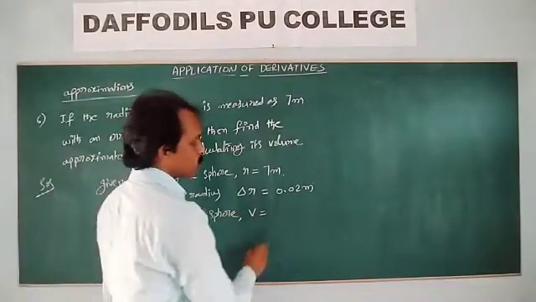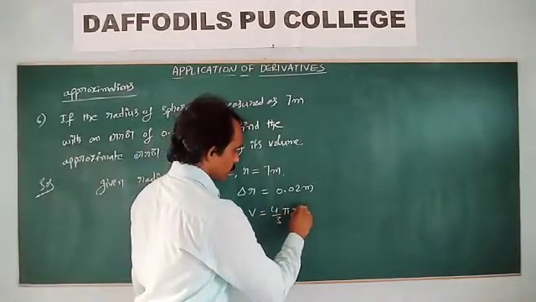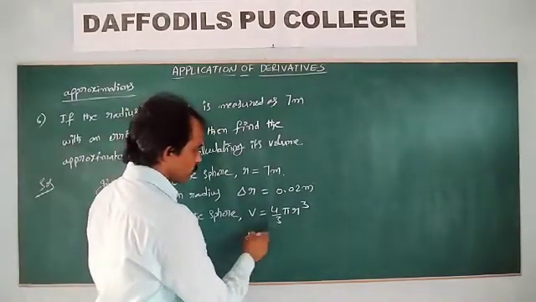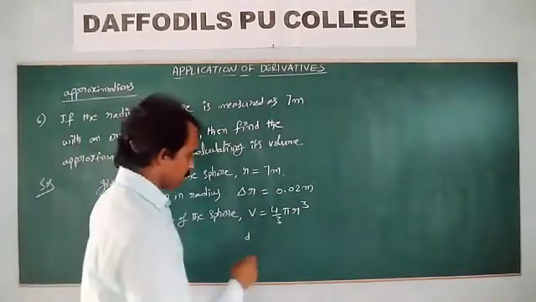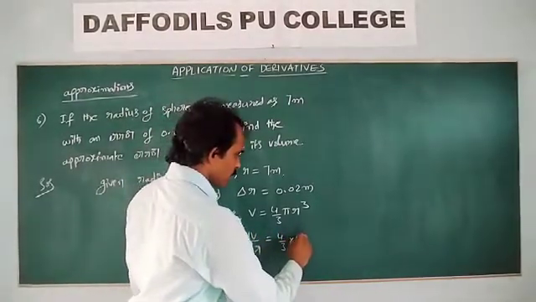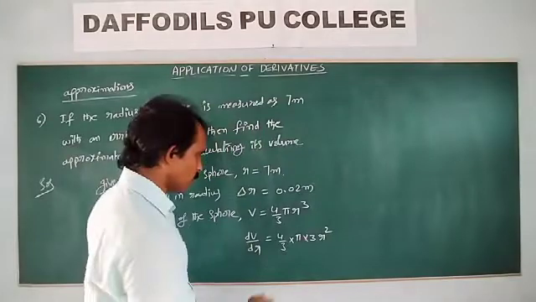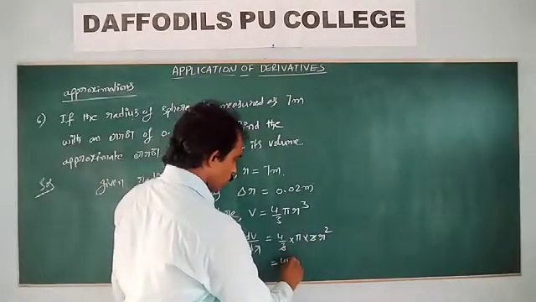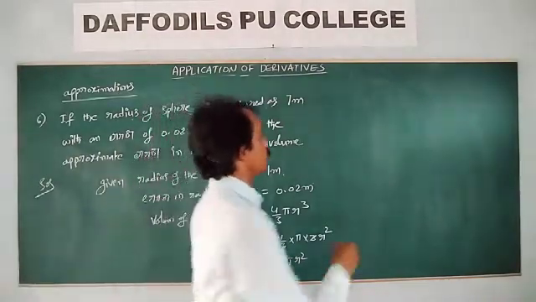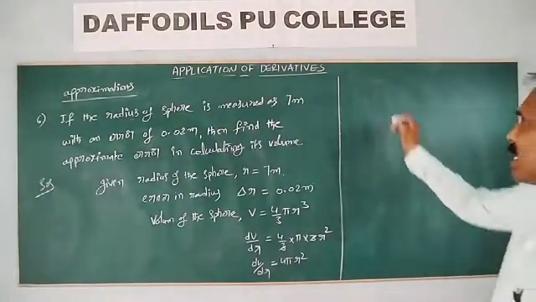Find its approximate error in calculating its volume. Write volume of the sphere V. What is the formula? Volume of the sphere is equal to 4 by 3 pi r cube. Differentiate with respect to r, dv by dr is equal to 4 by 3 pi into 3 r square; the 3 cancels. Therefore dv by dr is equal to 4 pi r square. They ask for the approximate error.